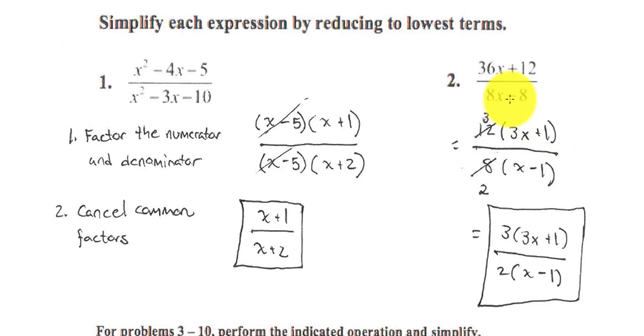On the bottom, I factor out an 8. If you divide each term by 8, well, 8x divided by 8 is x, and 8 divided by 8 is 1. Okay, and then we can reduce the 12 and the 8. Okay, and this is our final answer.